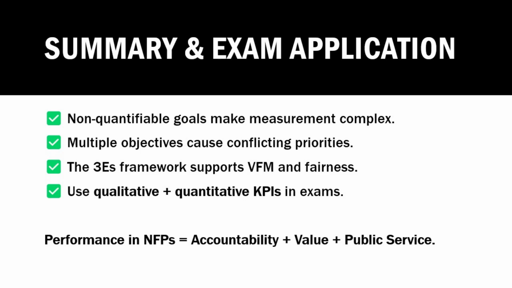Let's summarize the chapter. Not-for-profit organizations face problems measuring non-quantifiable and multiple objectives. They overcome these challenges using proxy measures, balanced scorecards, and other frameworks. Value for money is achieved when economy, efficiency, and effectiveness align to deliver public benefit.